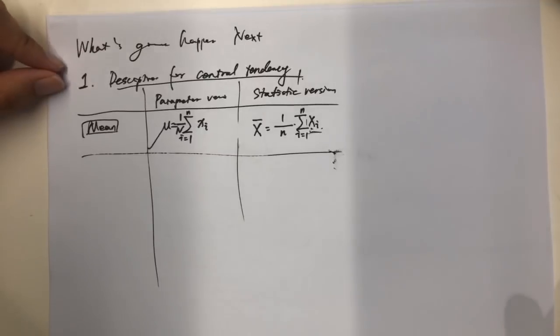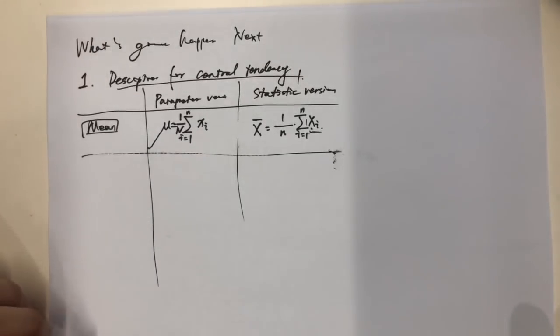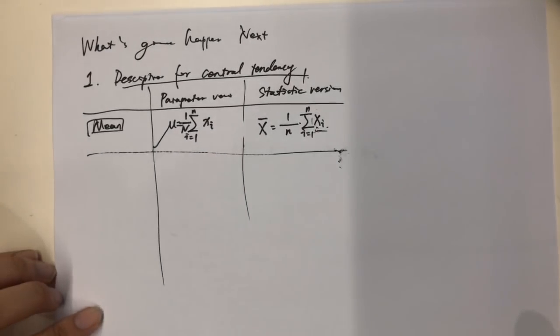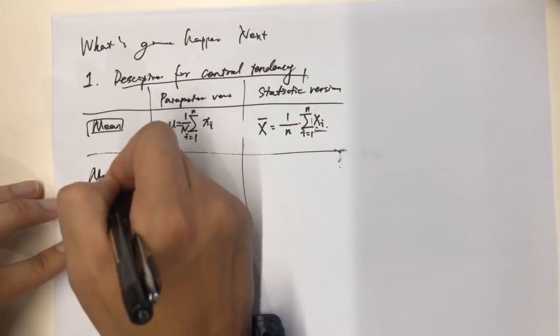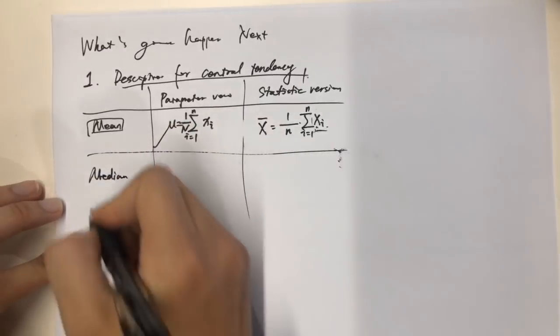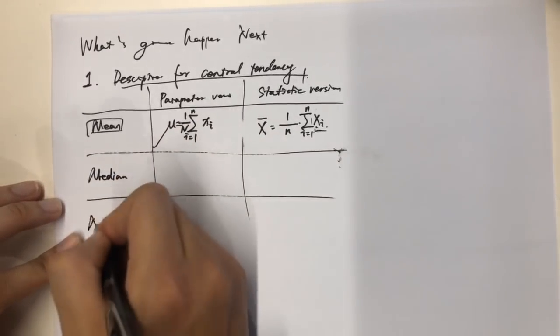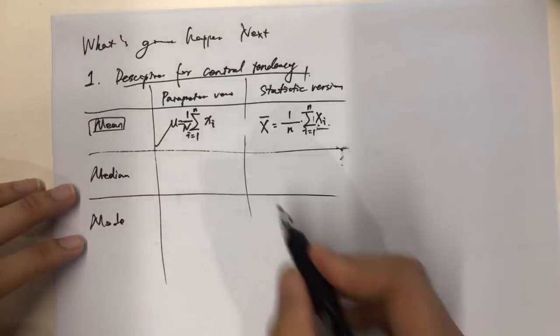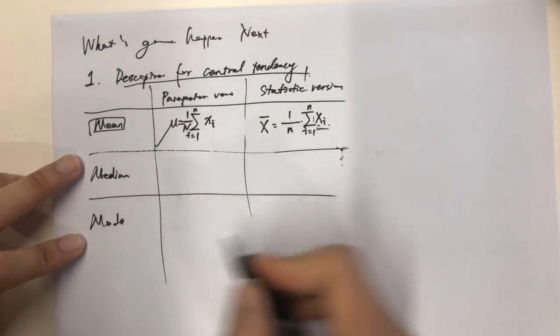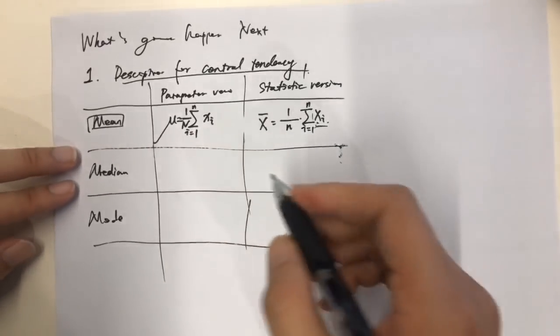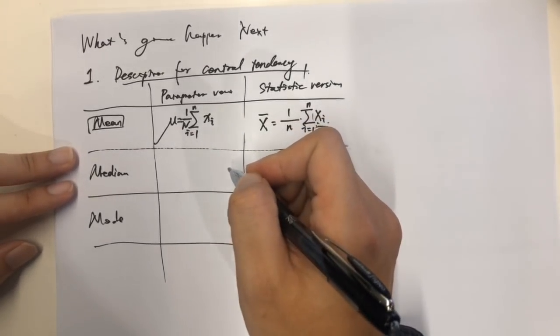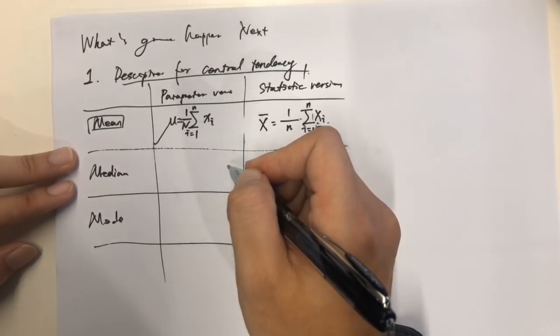And what else do we have for central tendency? Well, we still have two other ways, right? We have median and mode. For median and mode, there are no particular calculation formulas, actually, right? So for the median, it's the number in the middle, right? So the number in the middle.